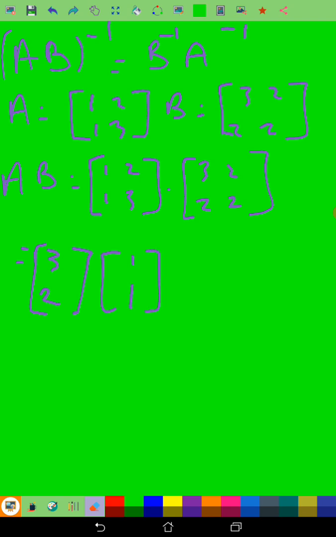I think I'm mistaking here. Plus, yeah, I'm mistaking here. Let me rewrite it. So it's going to be like this: 3, 1, 1 plus 2, 2, 3, and we have after that 2, 1, 1 plus 2, 2, 3.